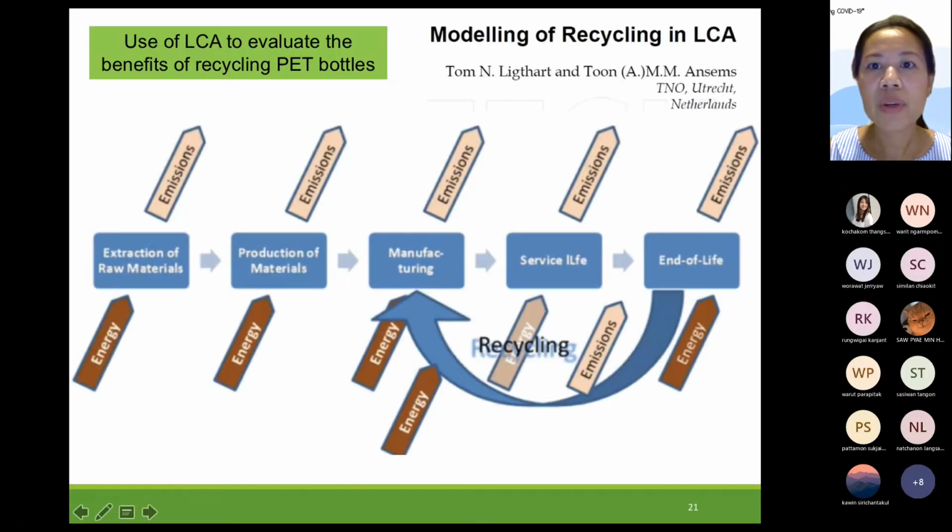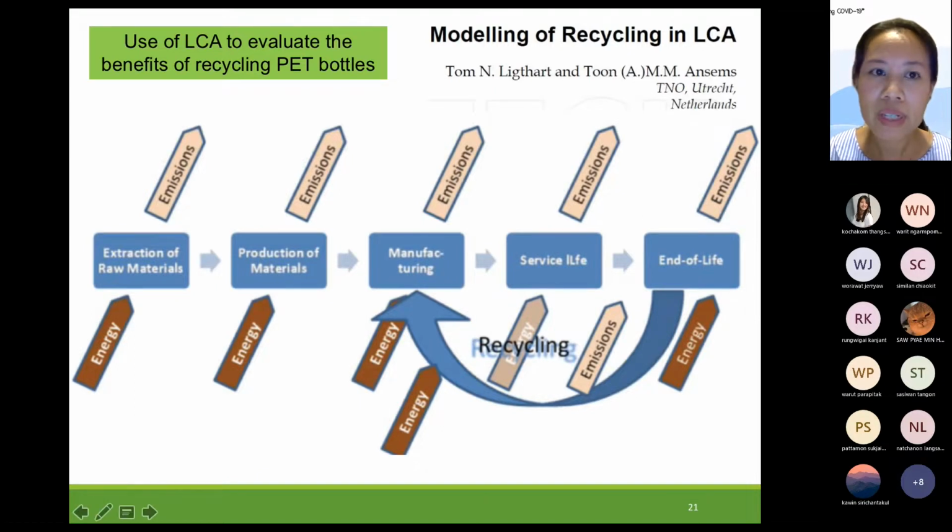This shows the modeling of recycling in LCAs. This is a plastic bottle. Normally, with the original process, it's extraction, production, manufacturing, and use as a service, and end of life, and then that finishes the LCA. The result of the LCA, if we look at global warming potential, might be 1,000 kilograms of carbon dioxide equivalent, something like that.